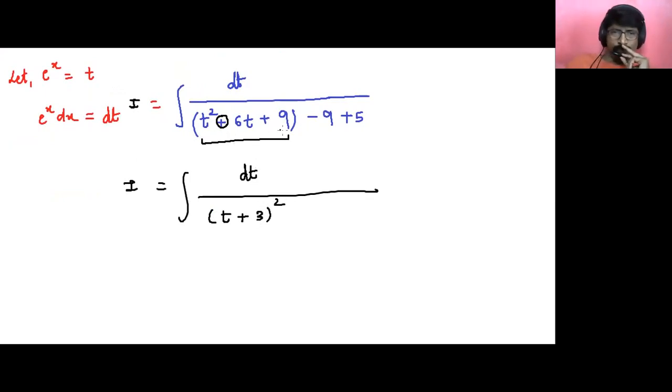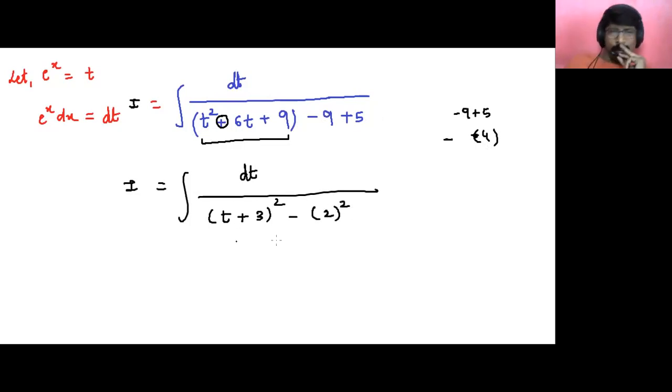This is a perfect square of t plus 3 the whole square, minus 9 plus 5. It's minus 9 plus 5, which is minus 4. And now minus 4, so let's take the minus a little to the side. 4 is a perfect square of what? 2. So minus 2 square.